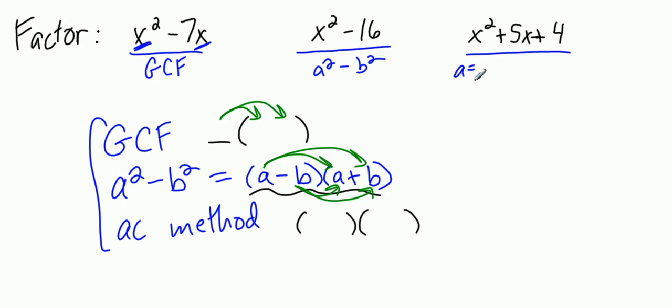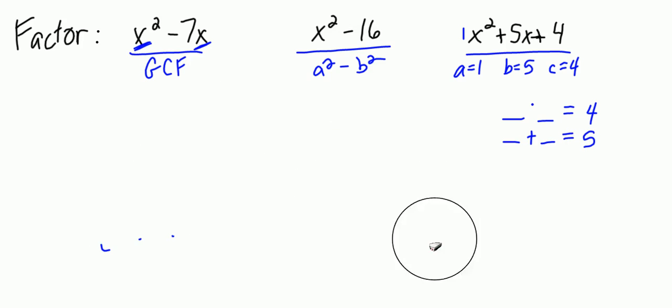We say that a equals 1, that's the 1 right here, b equals 5, c equals 4. Right, and the idea here is you've got to find 2 numbers that multiply to a times c, and those same 2 numbers have to add to b. Okay, so I'm going to erase this set of work here, and we're going to do a quick review on how to do each of these techniques individually, and then we'll do a little bit more practice, a few in a row for you to try.